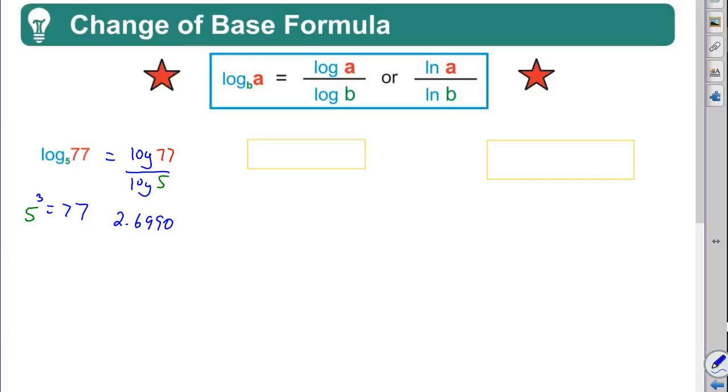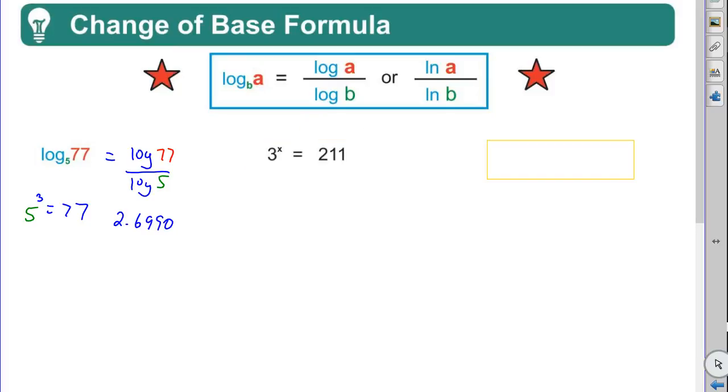5 squared is 25. 5 cubed is 125. So I'd have to be between 2 and 3, right? And I am, 2.699, and your calculator will do it for you. Pretty simplistic, as long as you remember the formula, remember what to do. Okay, so not a problem.